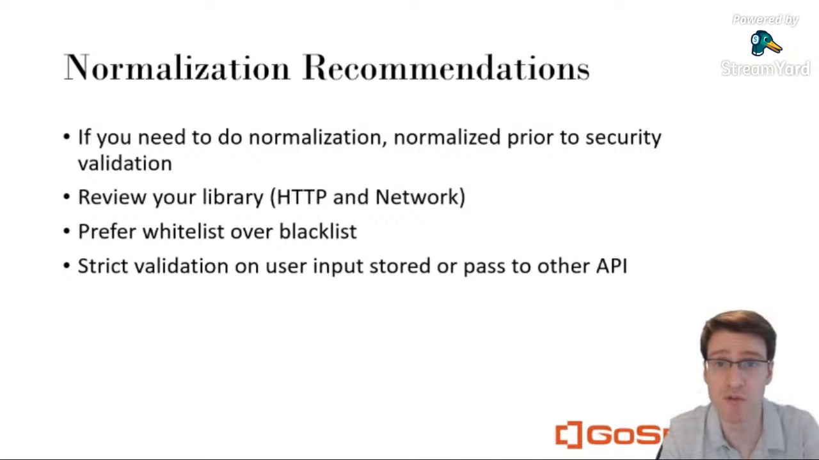You can also review the libraries you're using, because they might be indirectly normalizing URLs or paths with the intent of simplifying life for developers, for example making sure the hostname specified is a valid hostname, but it might have security considerations. Prefer whitelist over blacklist, because as we see, you can have a blacklist of a specific value, but if I replace a single character with one that will be normalized to the same value, then we can circumvent some blacklists. And yeah, having a strict validation can help.